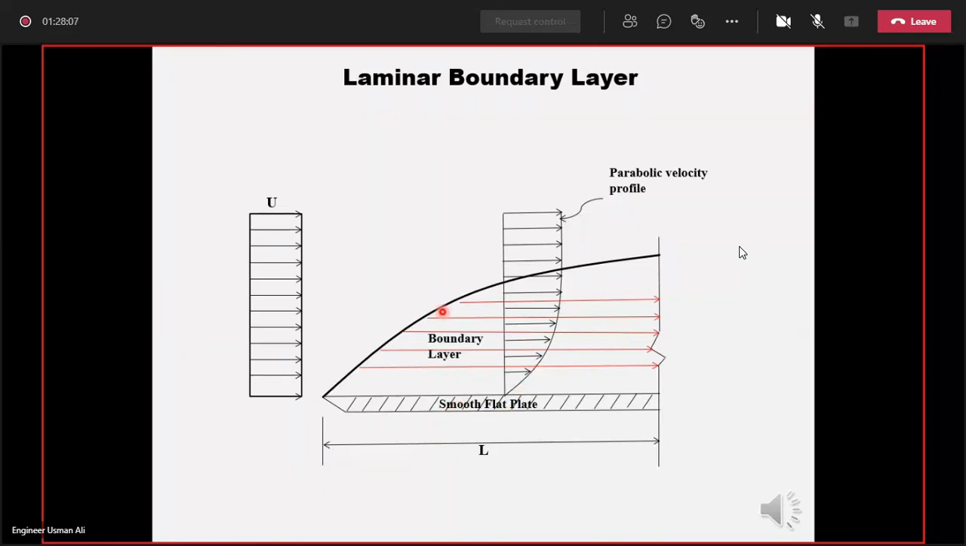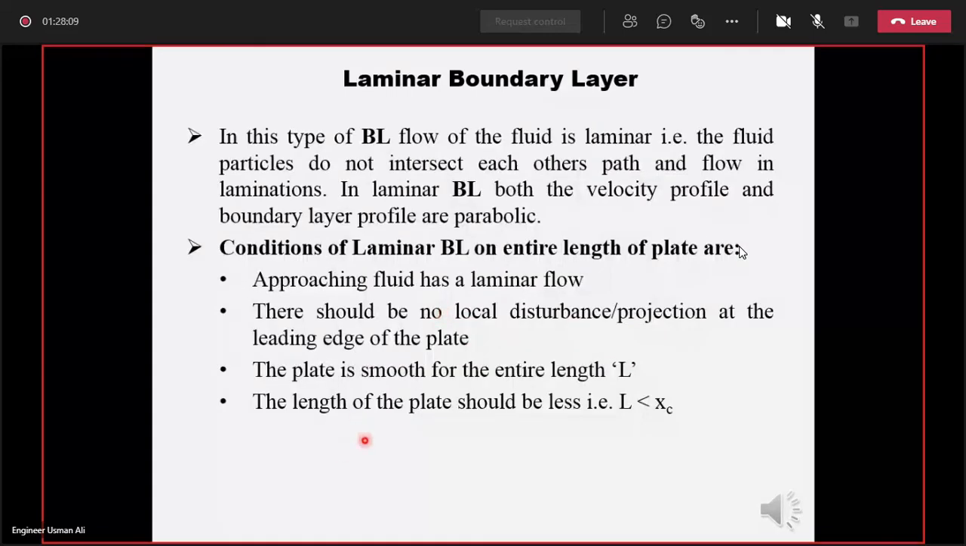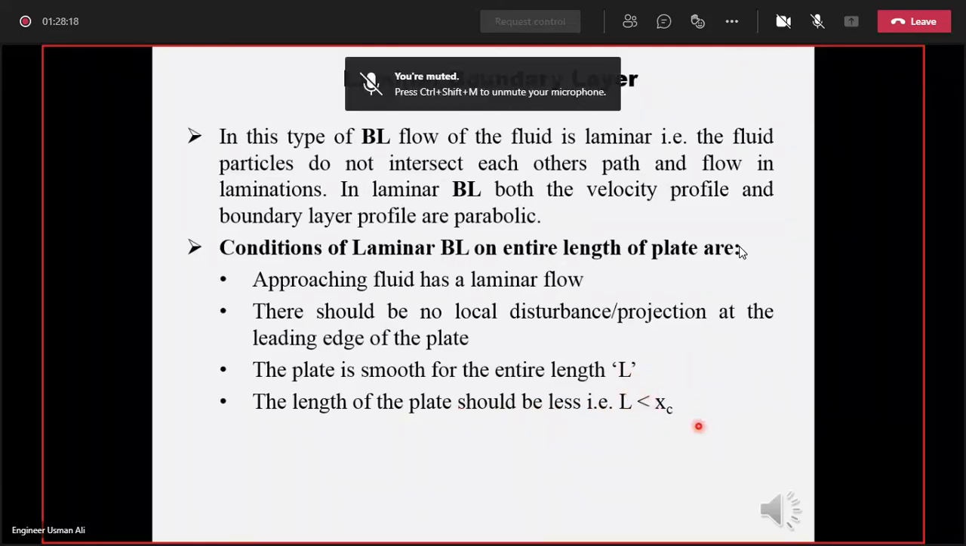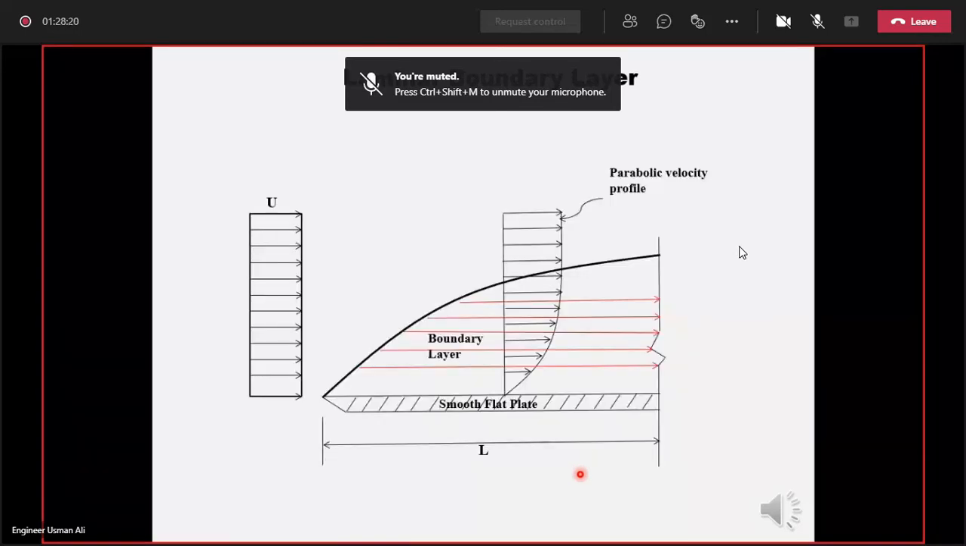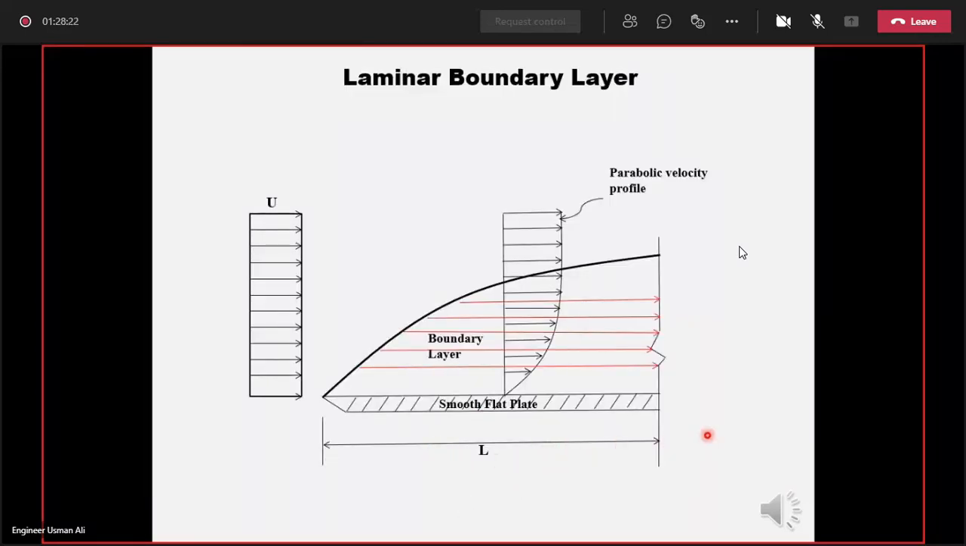एंड probably one of the most important checks is the length of the plate should be less. That is L is less than XC. I will discuss this XC. तो अगर प्लेट की लेंथ काफ़ी ज़्यादा है तो तब भी पूरी लेंथ पे लैमिनार फ्लो नहीं होगा. So if the length of the plate is more, especially more than XC, so then at the point of XC, the laminar boundary layer will change to turbulent boundary layer.